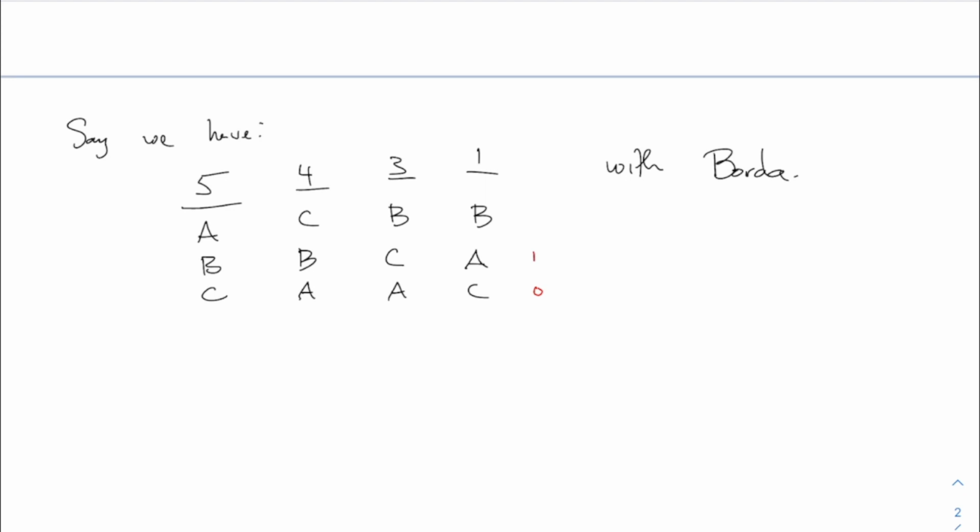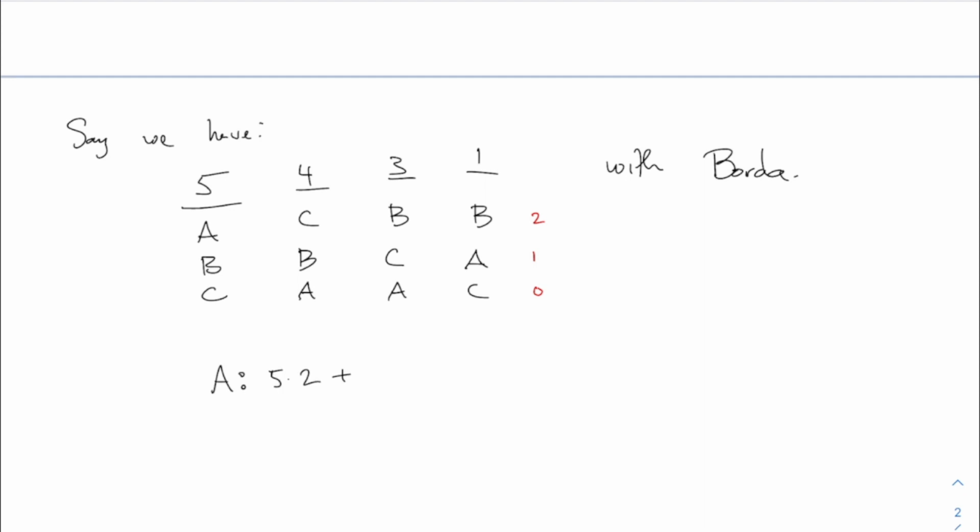I'll put the points like this, right? Last place gets 0 points, then 1 point, then 2 points. And we have to add and multiply to count up the scores. So how many points does A get? A has 5 voters, giving them 2. So this says 5 times 2.